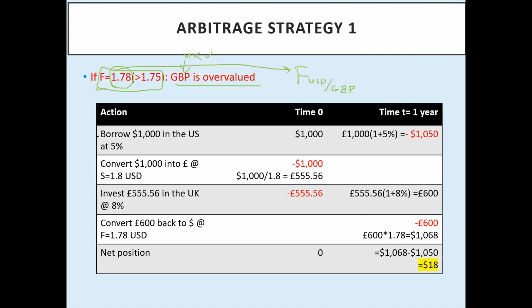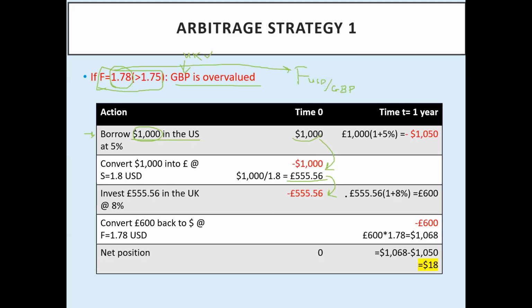This is exactly the same problem as we went through before, so we're just going to recap. Here I'm going to borrow in the US. In this case, I would just start with 1,000 instead of 1,000,000. After I borrow in the US, I'm going to use the money that I just borrowed and exchange it into pounds at the current spot rate. Once I get the pounds, I'm going to invest in the UK.